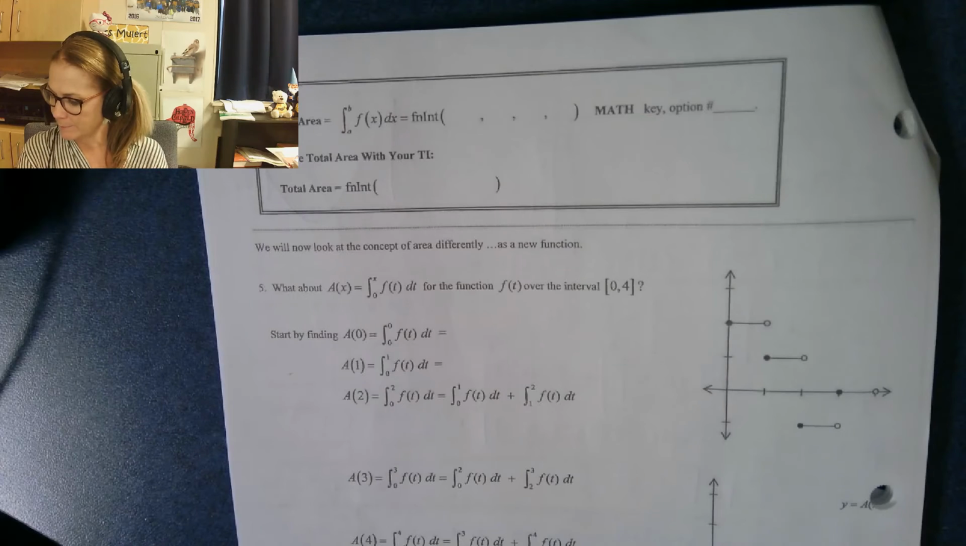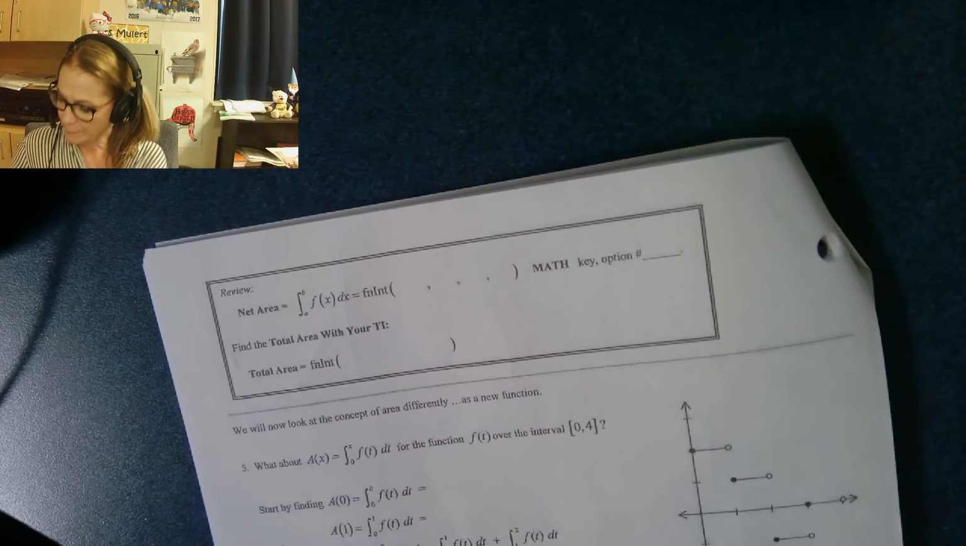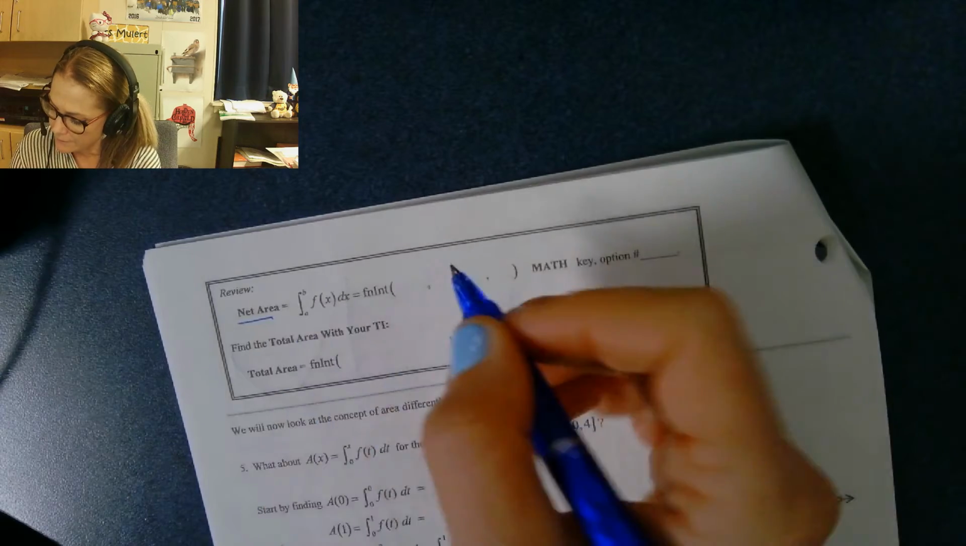AB, here we go, 6.4. Next pages. All right, a little bit of review. So net area is just the definite integral.